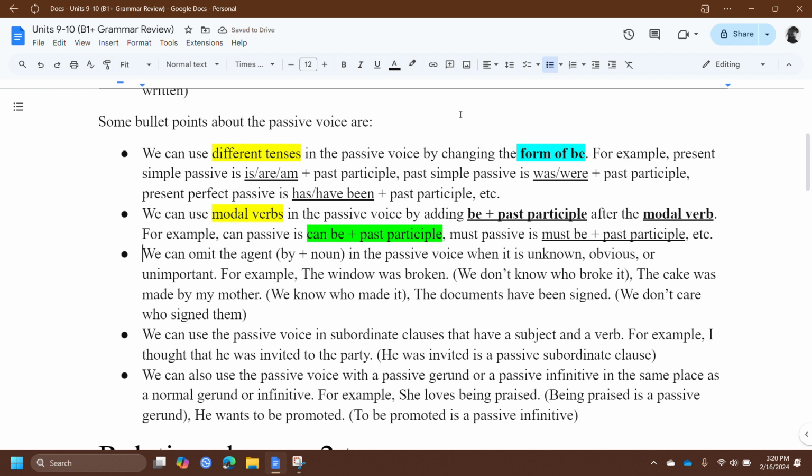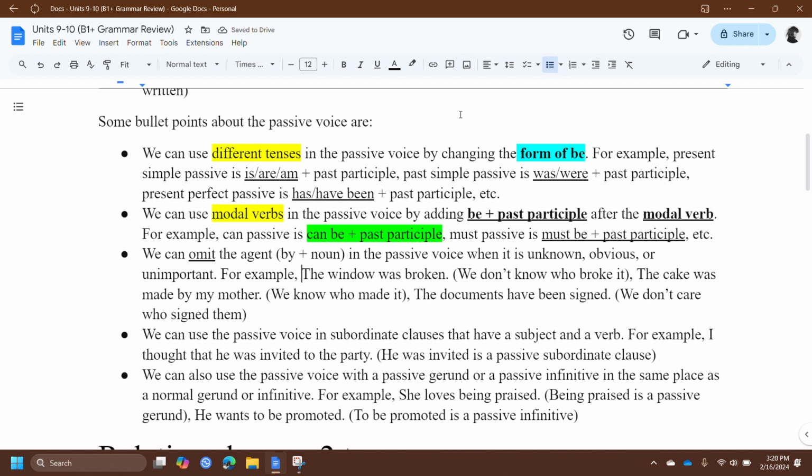Okay. So another point is about the omission. We can omit the agent as mentioned before. When we mention the agent, we use the by phrase, by plus the noun or by plus the agent, in the passive voice. When it is unknown, obvious, or unimportant, you can just omit it. You can just delete that and just not mention it.